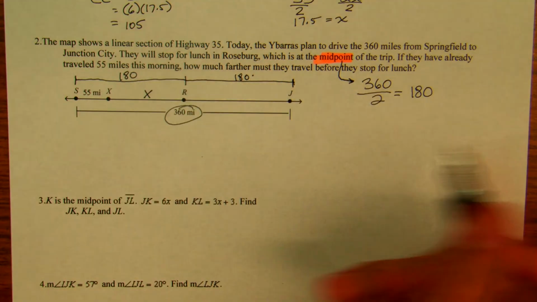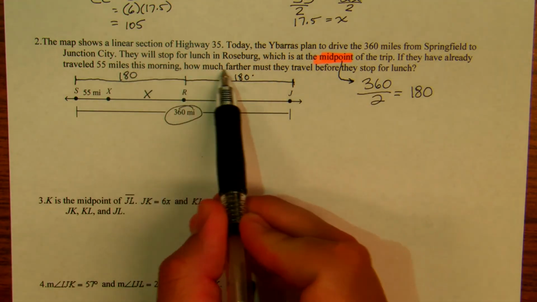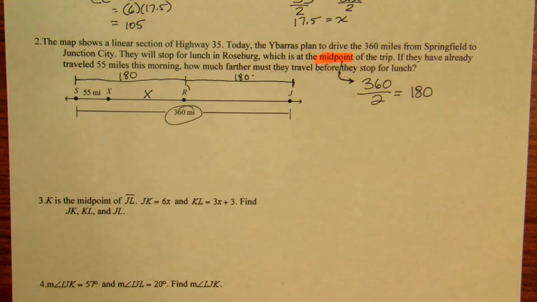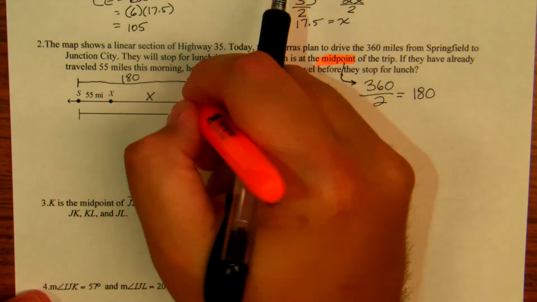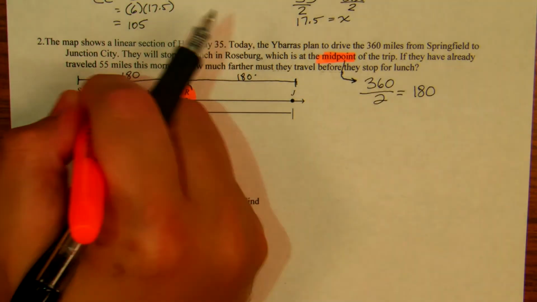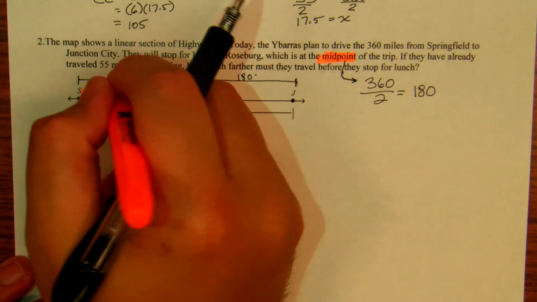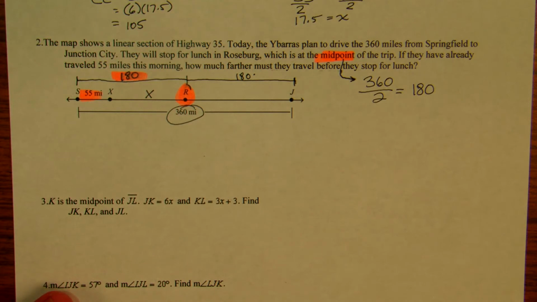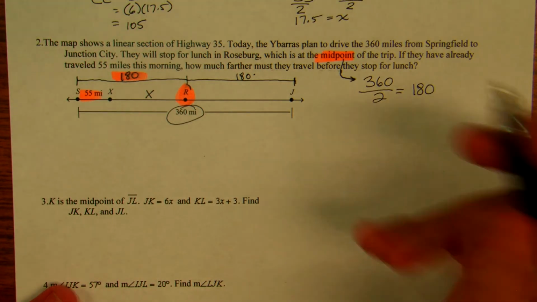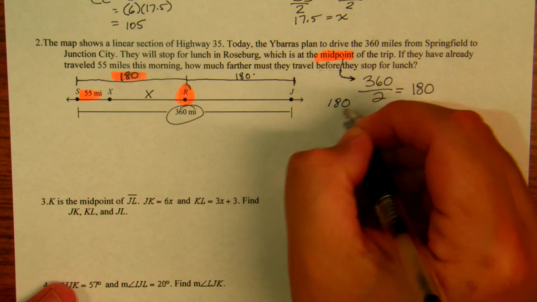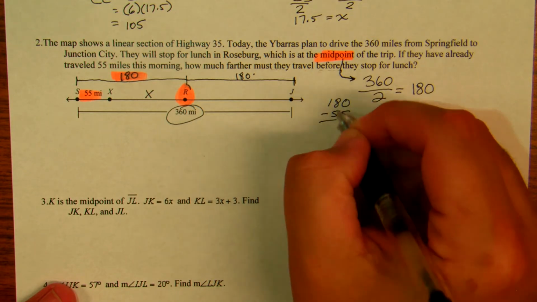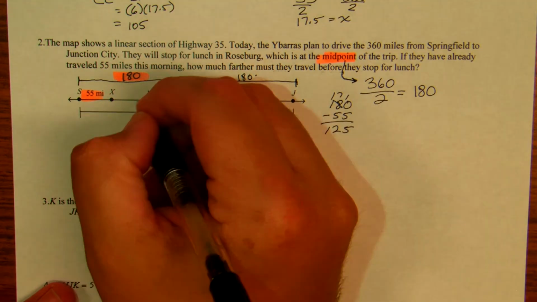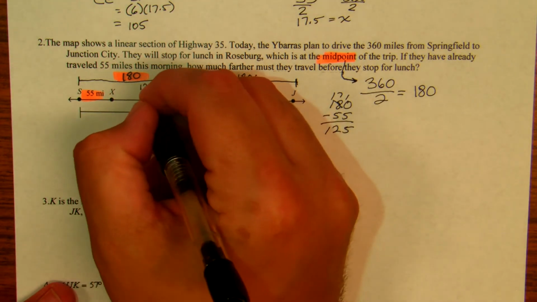Now, the question says, how much farther do they have to drive before they stop for lunch? Well, if they're stopping for lunch right here, and they've already traveled 55, and they know that they have to travel a total of 180, how are we going to figure that out? Subtract what? Minus 55 from 180. 180 minus that 55 miles. That's a 17, that's a 5, that's a 12. We got to travel another 125 miles.